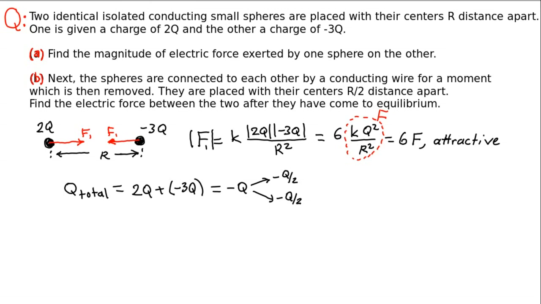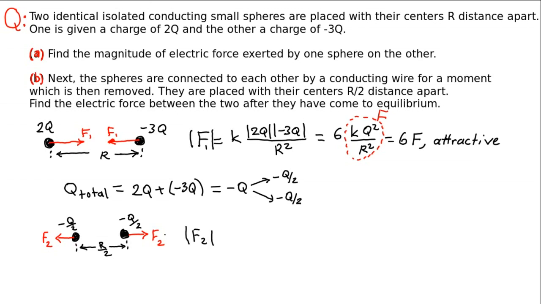After you remove the wire, they are placed with their centers r over 2 distance apart. Let's show that r over 2 distance apart. Because the conducting spheres are now carrying negative charges, the red arrows are shown outward, which means repulsive force. Let's calculate the magnitude of this repulsive force.